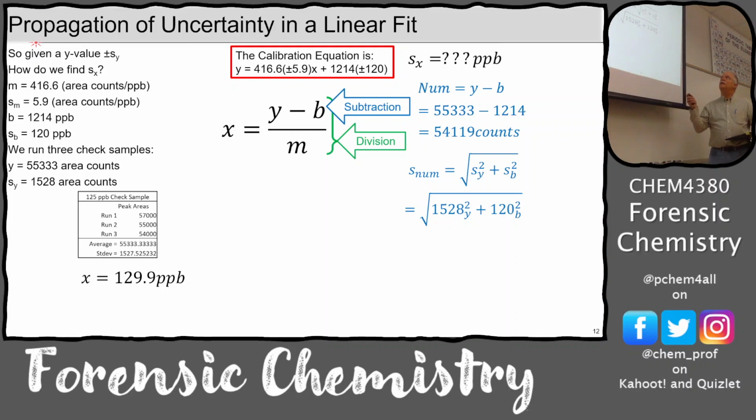Okay. So here's the uncertainty in the numerator, right? It's the variance in Y plus the variance in B. So we've got the 1527. That's from over here on Y. That was this one down here. And the uncertainty in B was up here. And so we have those two pieces here. Square them, take the square root, and here's our uncertainty in the numerator.